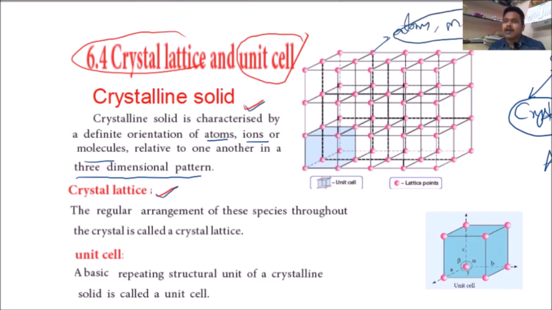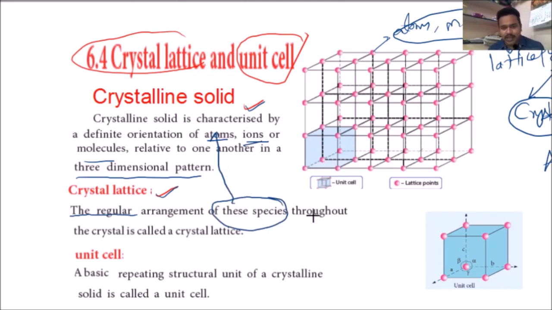All these are combinedly called lattice points. In this crystalline solid, there is an arrangement of atoms, molecules, ions in a three-dimensional pattern with a definite direction, definite orientation. This is what a crystalline solid. Crystal lattice is the regular arrangement of these pieces. These pieces mean atoms, ions and molecules, repeated throughout the crystal, which is a crystalline solid, otherwise a crystal.